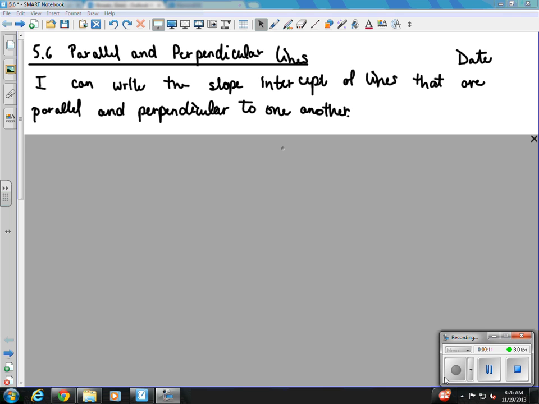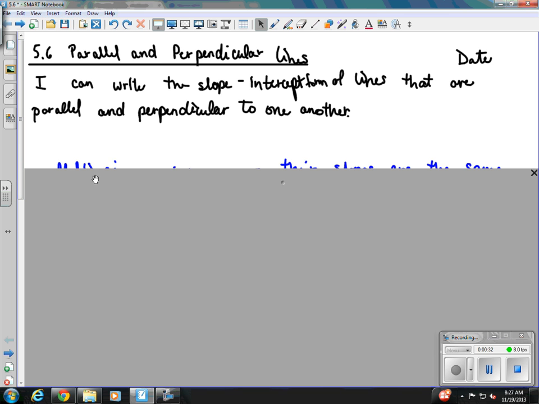Our objective for today is that I can write the slope-intercept form of lines that are parallel and perpendicular to one another. Let's review real quick about parallel and perpendicular lines.